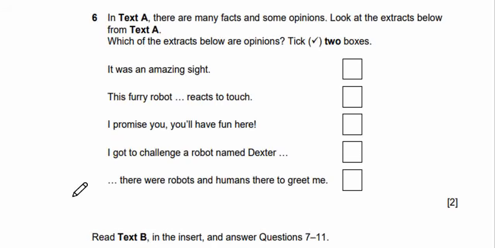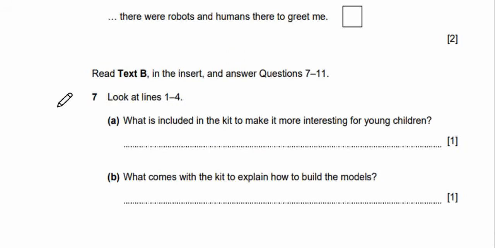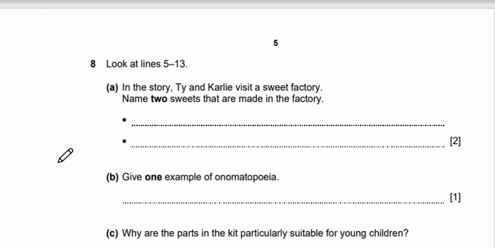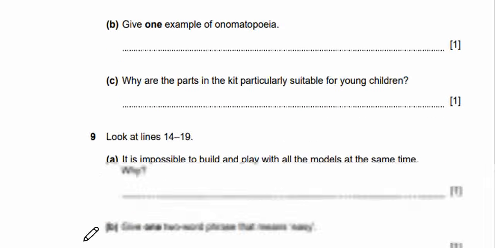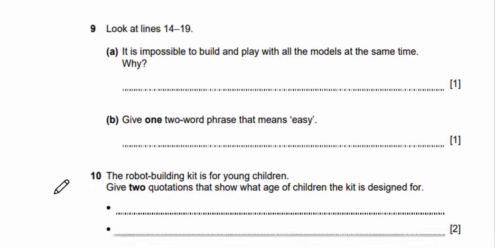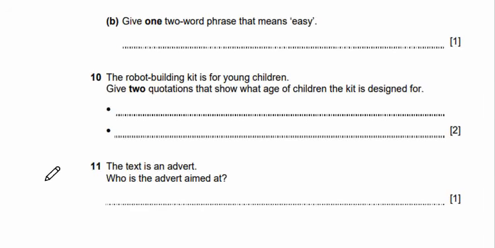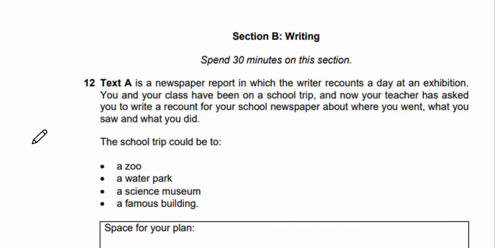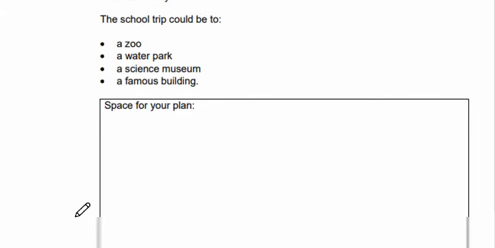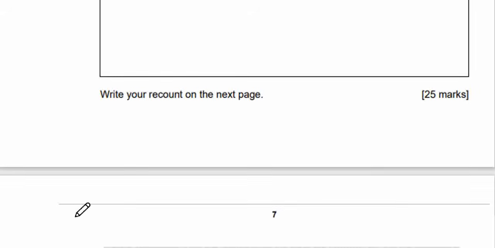Here we go. And then Text B is for questions 7 to 11. This is 7A and B. And this is question 8A, B, and C. This is question 9, A and B. And 10, 11. Then this is Section B, writing. Question 12. This is the requirement and space for your plan. And then this is the place to write your story.